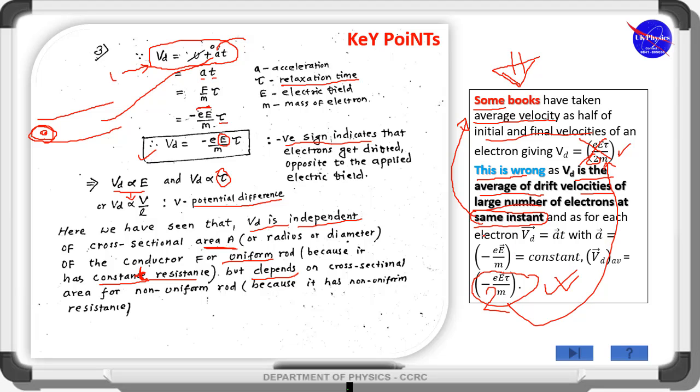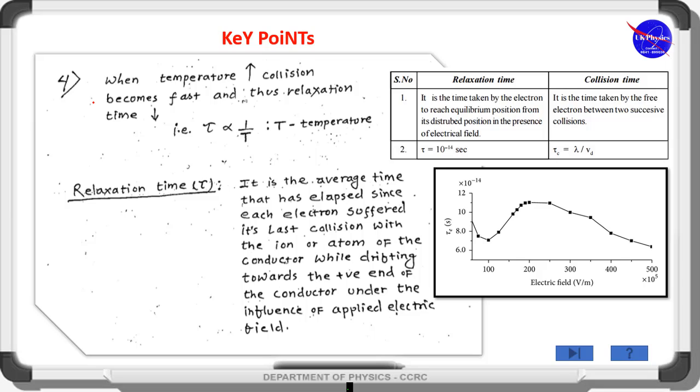Next we have a fourth point. First we try to understand the collision time here, which is the time taken by the free electron between two successive collisions. Two successive collisions means this is the first, this is the second. If the electron collides and then collides again, these are two successive collisions. So the time interval here is the collision time taken by the electron between two successive collisions.